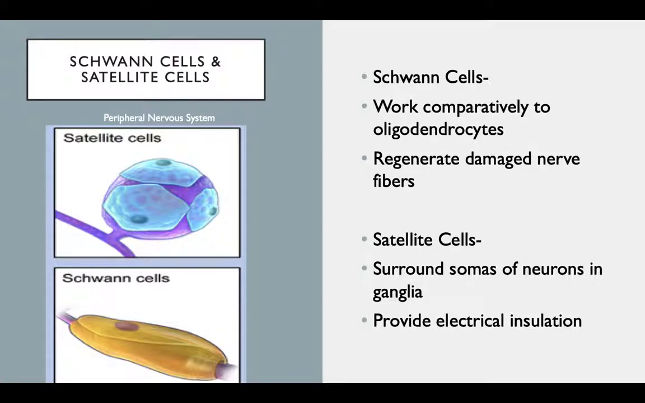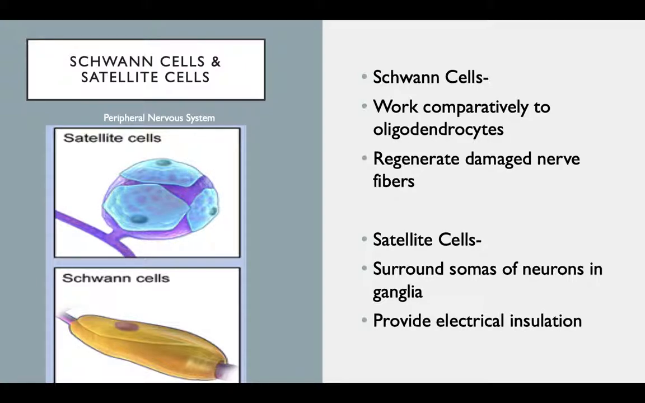These form neurolemma all around the peripheral nervous system nerve fibers and myelin around most of them, similarly to the way oligodendrocytes do in the central nervous system. They also work to aid in regeneration of damaged nerve fibers.